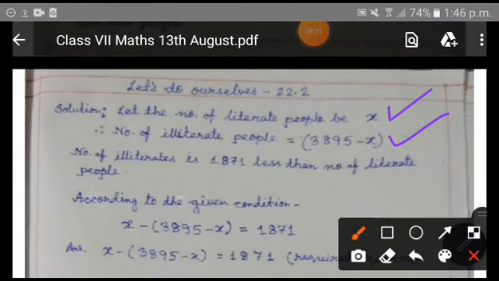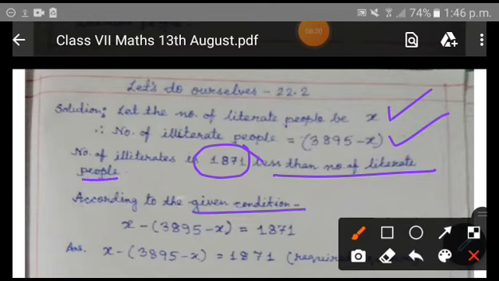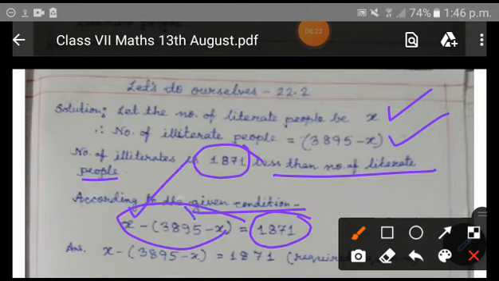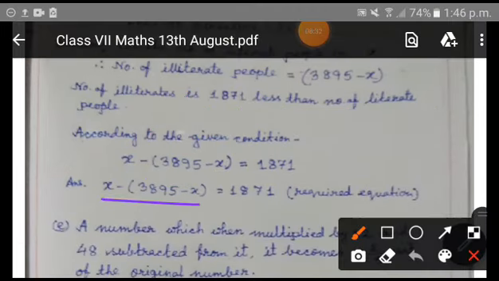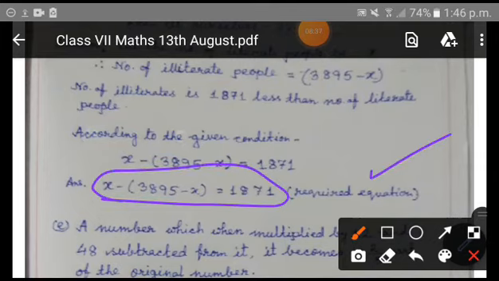The number of illiterates is 1871 less than the number of literate people. So according to the given condition, their difference is 1871. The difference of the number of literate people and the number of illiterate people is 1871. Next step, you are going to keep this as the required equation. This will be the required equation.